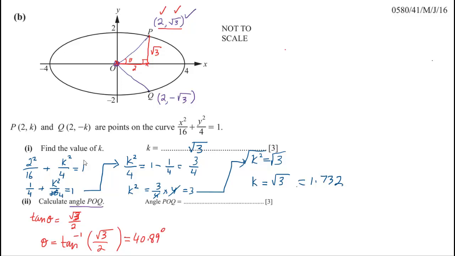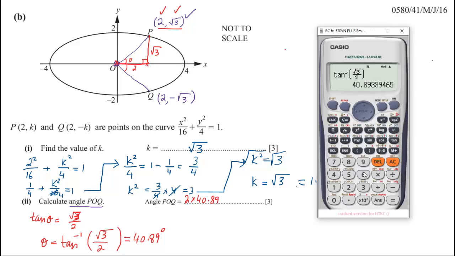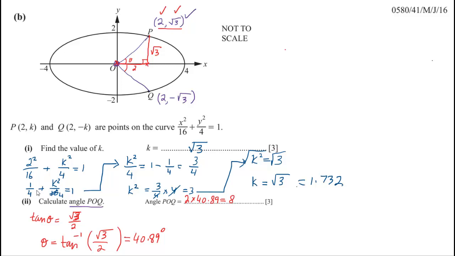degrees. So this angle is 40.89, but we have to find this, and this angle is also 40.89 because these are symmetrical. So to find this whole angle POQ, we just multiply 40.89 by 2. So this will give me 81.79. So the final answer is 81.79 degrees. This is the answer.